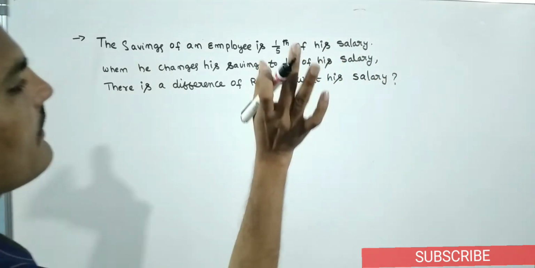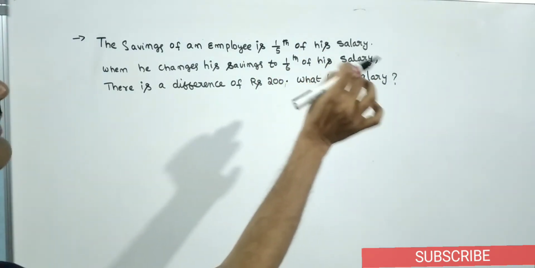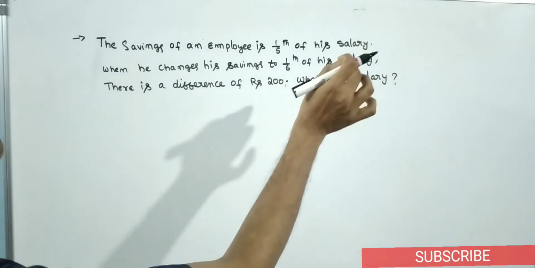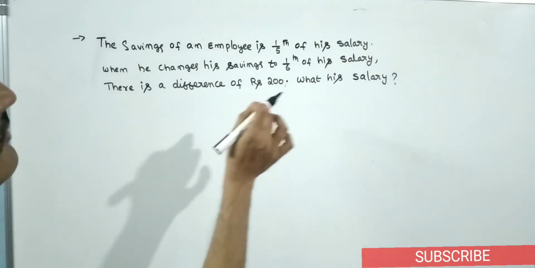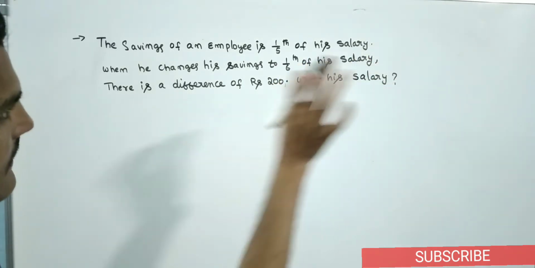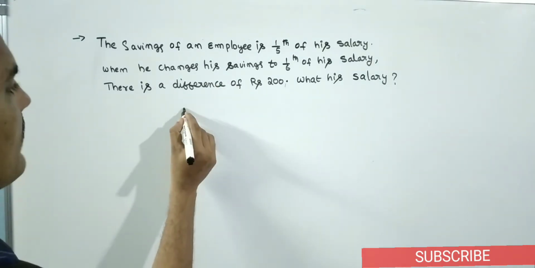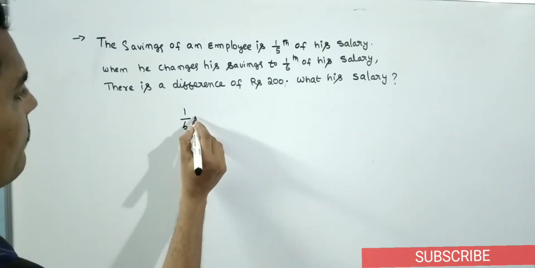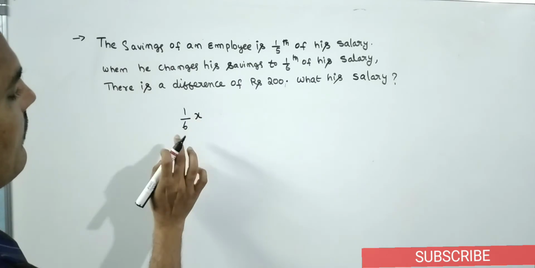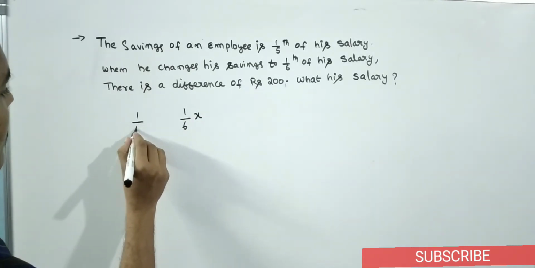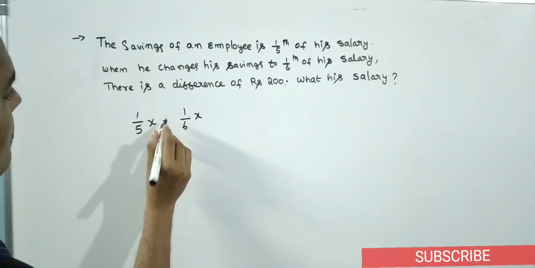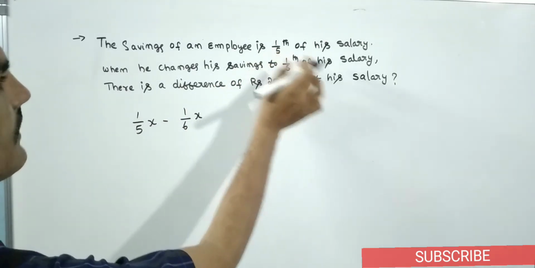What is his salary? First we have to calculate the salary. That means we don't know his salary. We have to assume his salary as X. So 1/6 of X, 1/5 of X. See friends, first his savings is 1/5 of his salary.